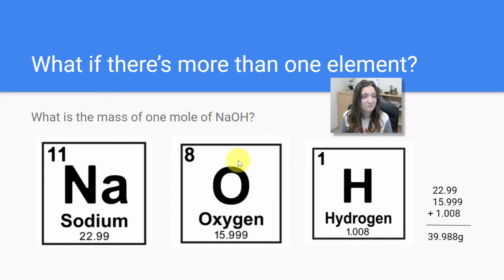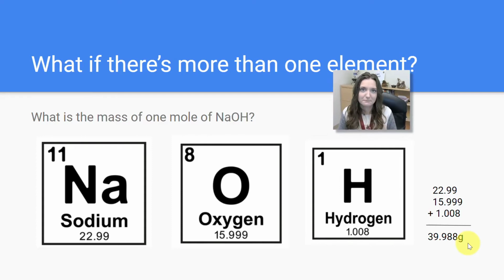Well, we just add up 22.99 plus 15.999 plus 1.008, because these are the atoms that are in one molecule of sodium hydroxide. We add those together, and we would have 39.988 grams. That's how much 1 mole of sodium hydroxide would weigh. So 1 mole, again, is 6.022 times 10 to the 23rd particles of sodium hydroxide.